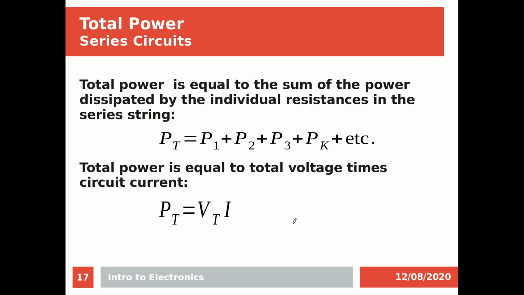So the total power, as we saw before, how do we calculate the power? You calculate the power using V multiplied by I, or you can use Ohm's law to calculate the other forms. So the total power across the series circuit, again, don't forget that it is a series circuit, you just sum all of them, P1, P2, P3, P4, Pk, whatever. Or you can calculate the total voltage multiplied by the current that flows through all the components in this circuit.